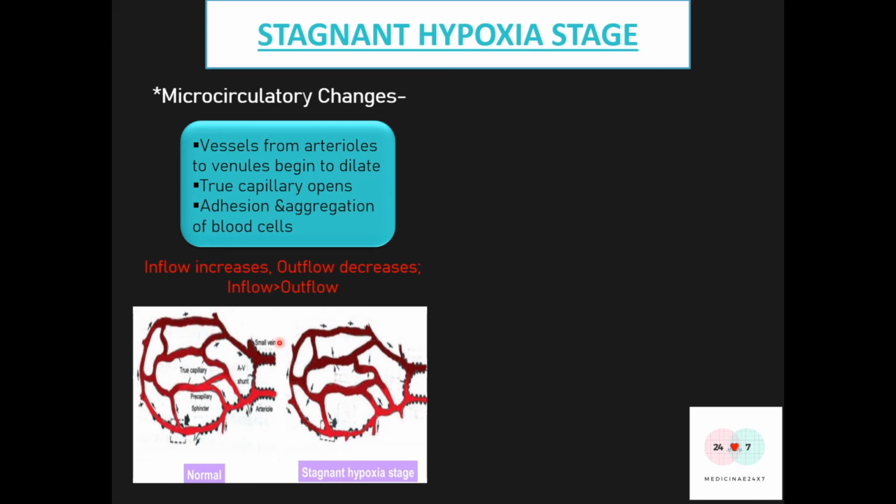On the left hand side, we can see the normal condition of the vascular bed, and on the right hand side we can see the condition of the stagnant hypoxia stage, where the arterioles and the venules have dilated and the true capillaries have been opened and there is increased blood flow. We mentioned that there is adhesion and aggregation of blood cells.